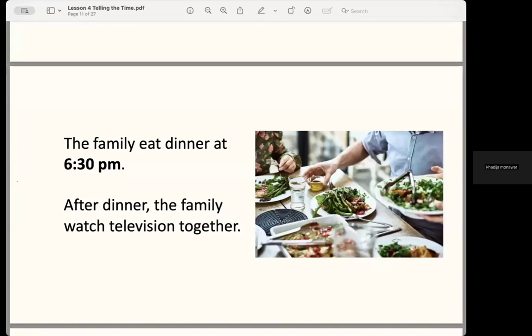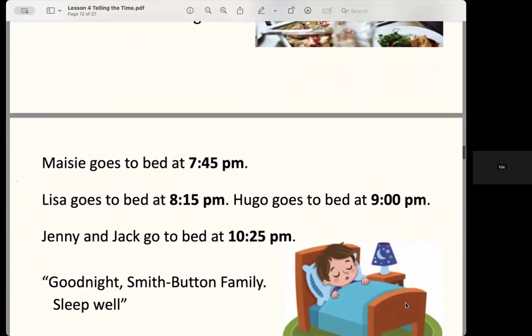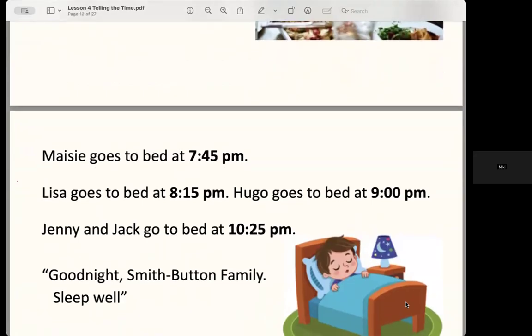The family eats dinner at 6:30 p.m. After dinner, the family watch television together. Good. Okay. I see Shukriya Mary, who missed a chance last time. Shukriya, are you here now? Yeah, miss. Okay. Can I get you to read, please? Yeah, of course. I should read from this page?